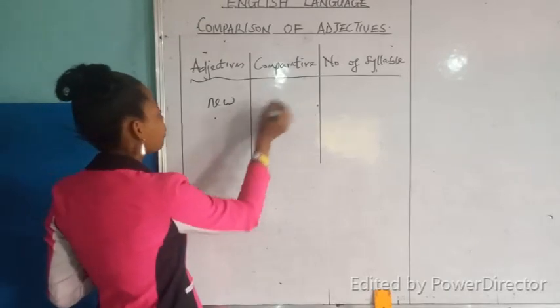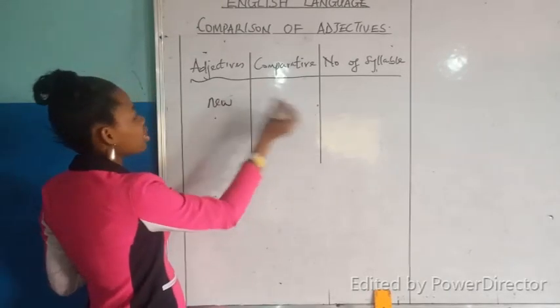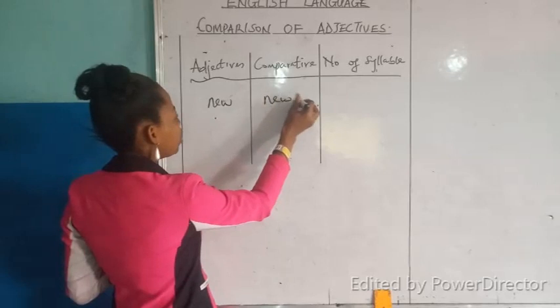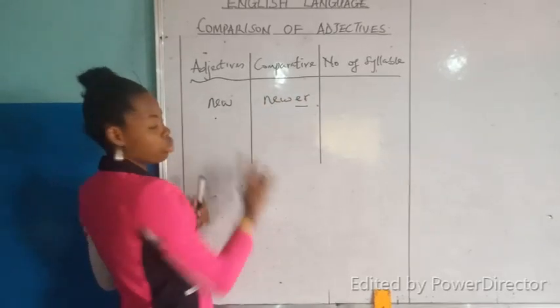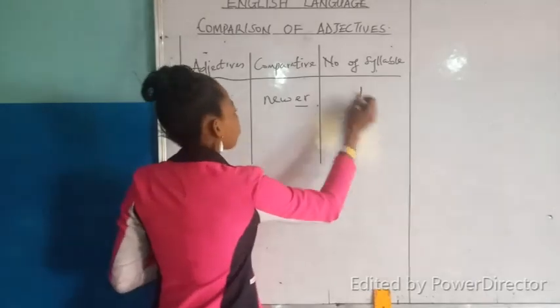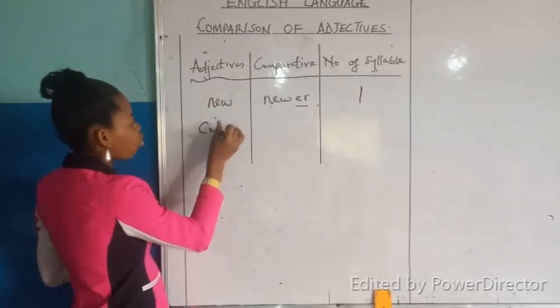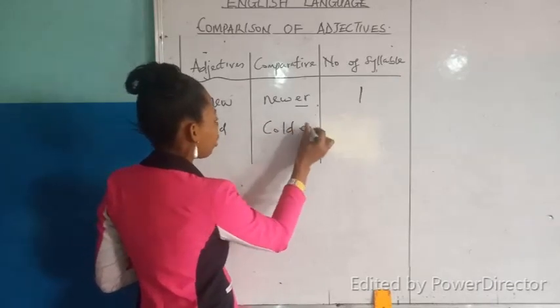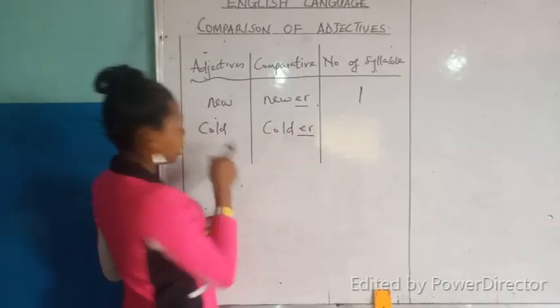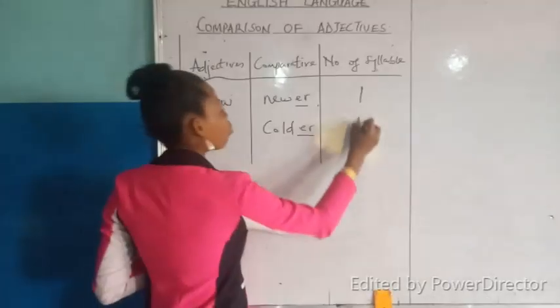Now the comparative form tells me to add ER. I have newer. Now the number of syllables, how many syllables do I have in this word? Just one, new. I take another word, I have cold. The comparative form tells me to add ER, and that's colder. How many syllables? Cold. Just one.